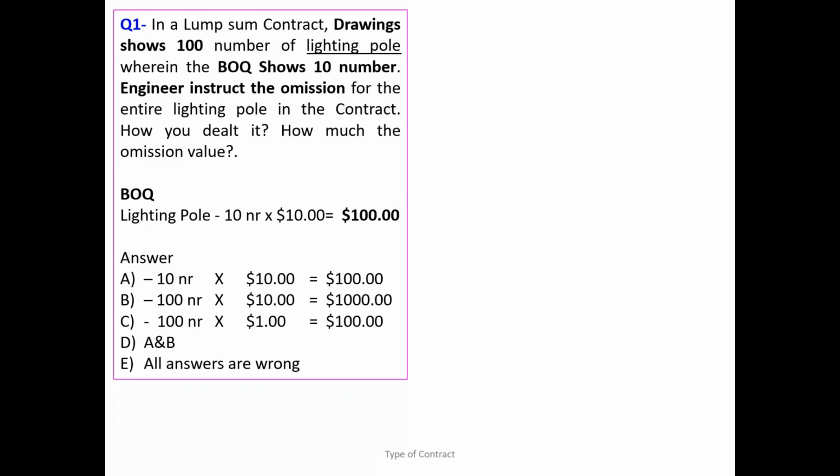Okay, now time to disclose the answer. So listen carefully. Now it is a lump sum contract. The drawing shows 100 lighting poles, but the BOQ shows 10. So what is the scope of work? 100 or 10? Everybody, what does the contract say is the scope of work? 100 number.